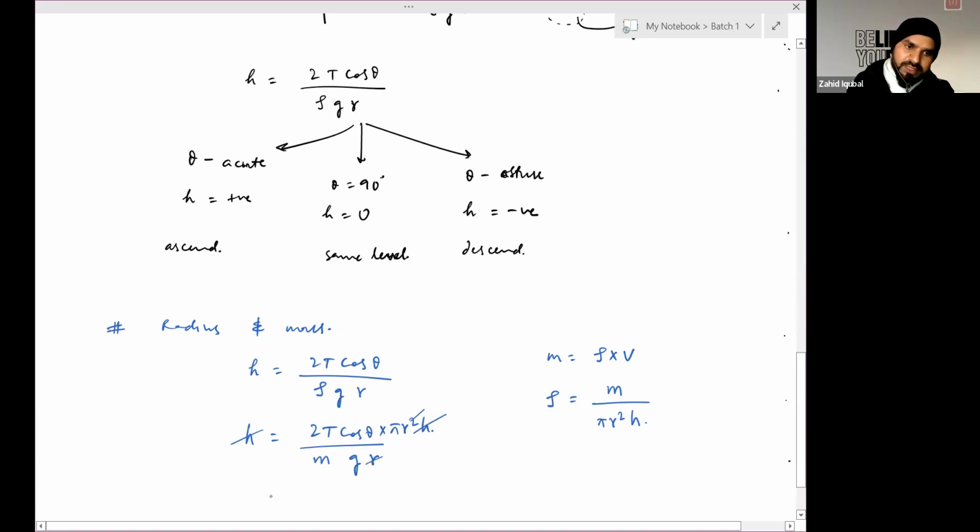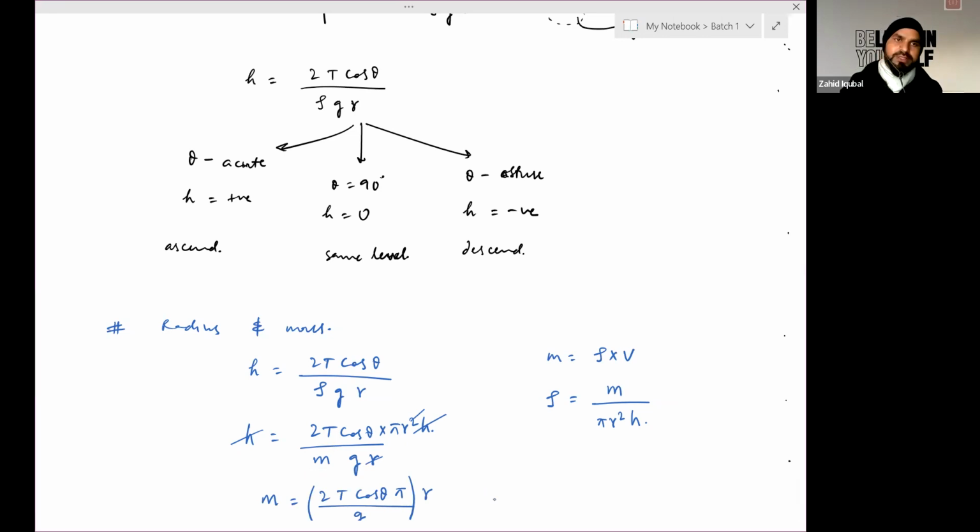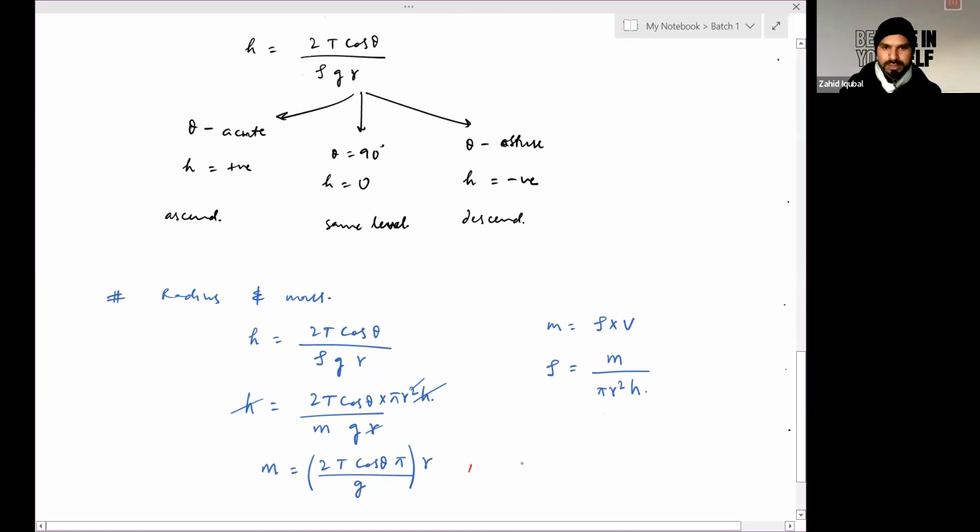So if we move this mass to the left side, m equals 2T cos theta times pi divided by gravity, multiplied by r. So this mass is directly proportional to the radius of that capillary tube. So the smaller the radius of the capillary tube, the smaller the mass it will withhold. The larger the radius of the capillary tube, the larger the mass it will hold. So m is directly proportional to the radius of the capillary tube.